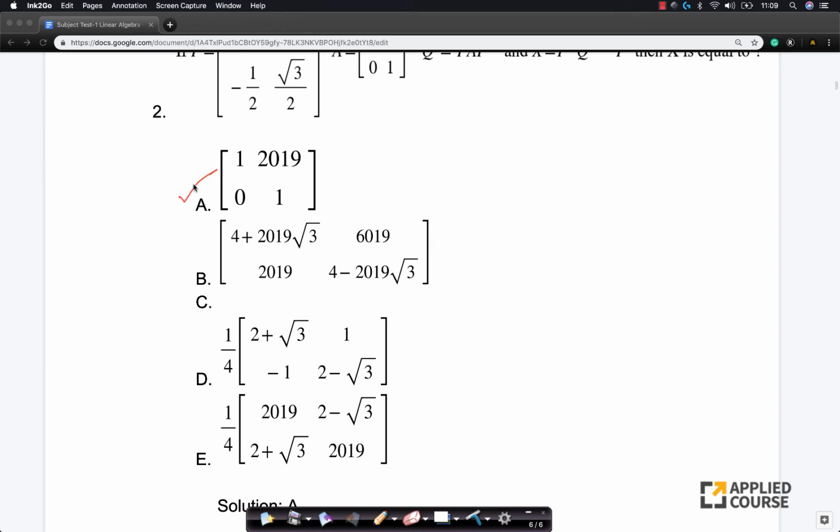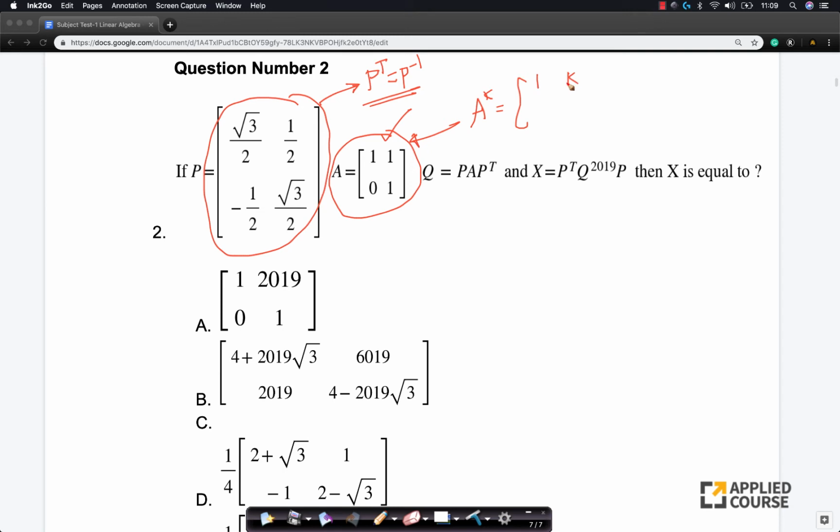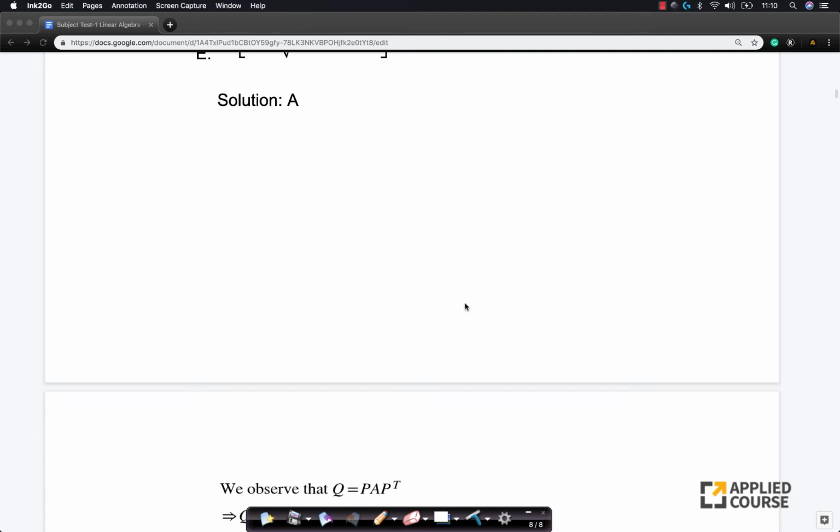So the key observation is that this is a very easy matrix to raise to a power, and for this matrix, P transpose is its own inverse, P transpose is P inverse. This is one key observation. The second key observation is that A power k is very, very simple to compute. It is nothing but 1, k, 0 and 1. Once you have this, it's just simple algebra and you've solved the problem. So this is also not a very hard problem from a problem solving standpoint.